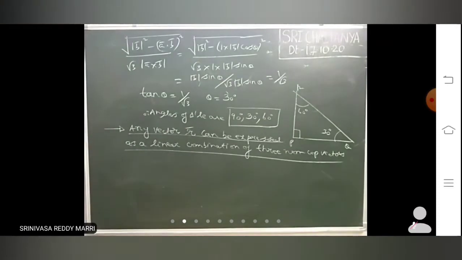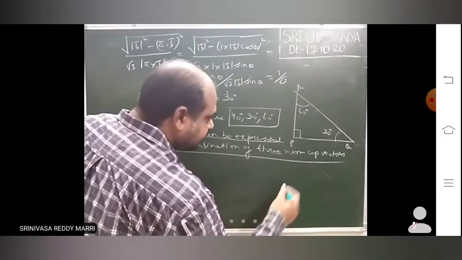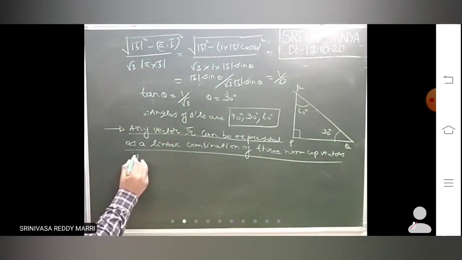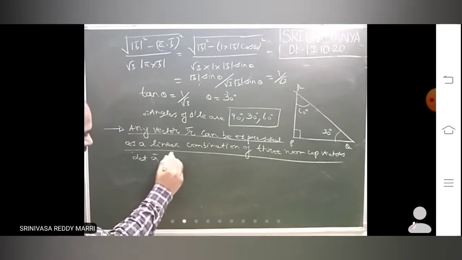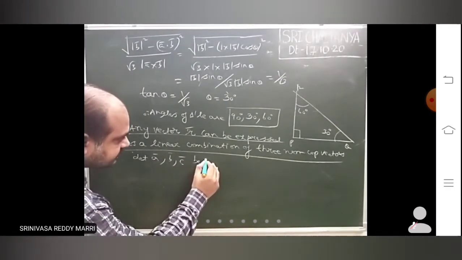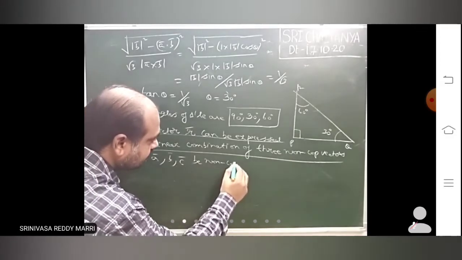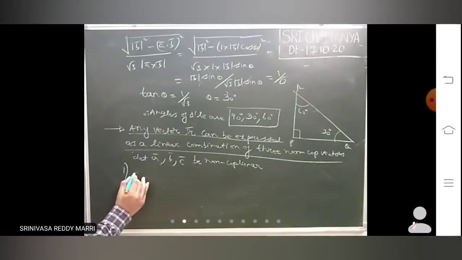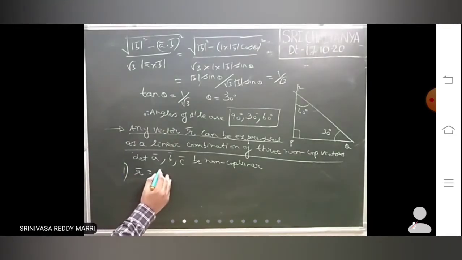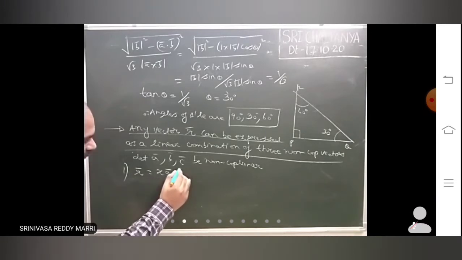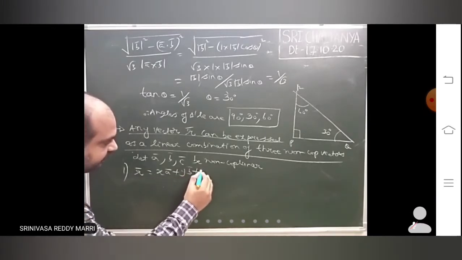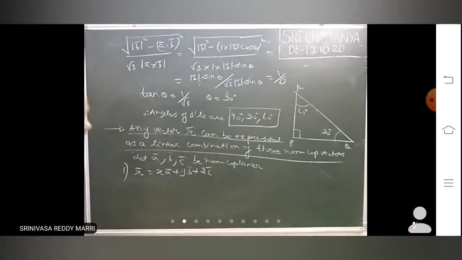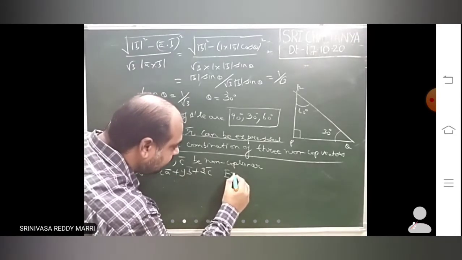Any vector can be expressed as a linear combination of three non-coplanar vectors. Let us say A bar, B bar, C bar are three non-coplanar vectors. So number one, R bar can be expressed as a linear combination of them. Any vector you can take like this. This is a linear combination of three non-coplanar vectors.